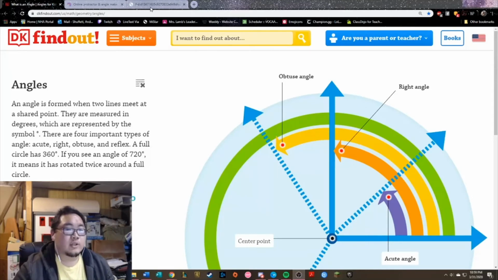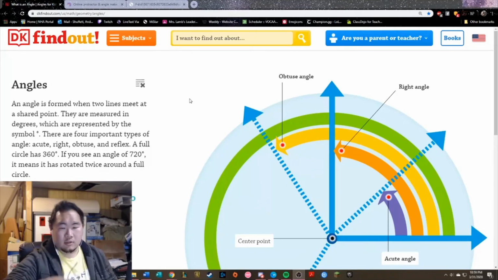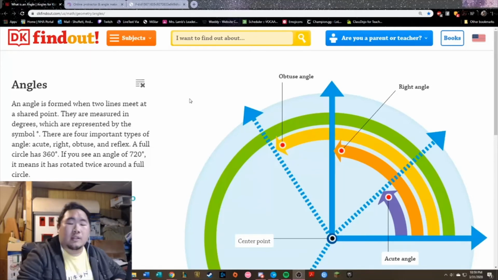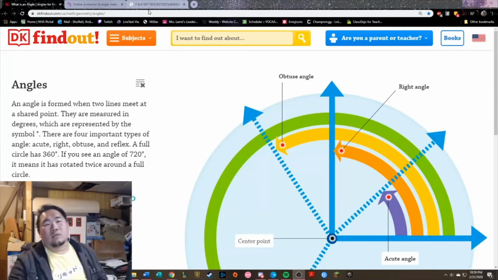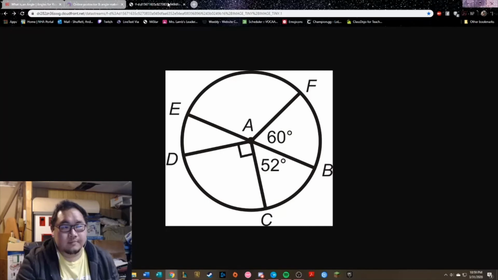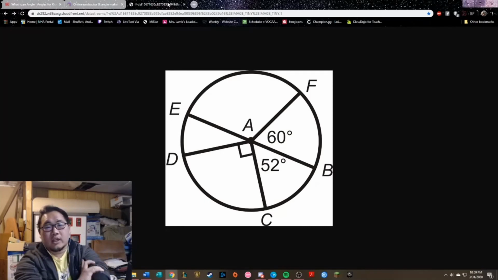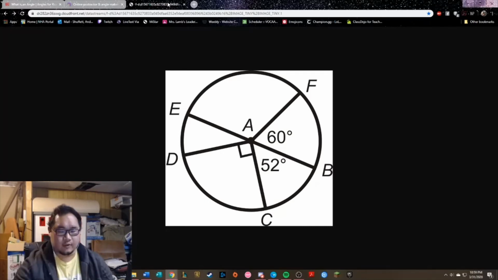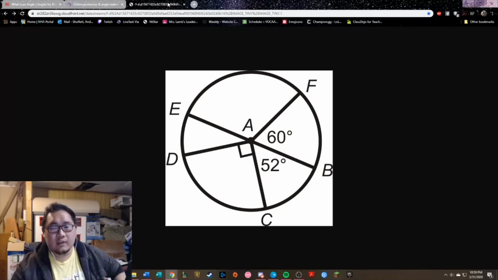So the reason that we are learning about angles, the reason that we took all this time to look at all this boring stuff that a good chunk of us probably already know, is that when you start looking at problems like this, you can get confused. It's very easy to get confused. And it's not a bad thing that you're confused.